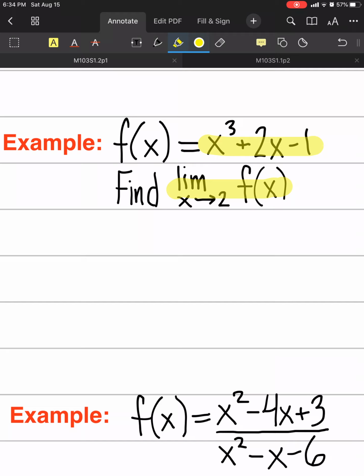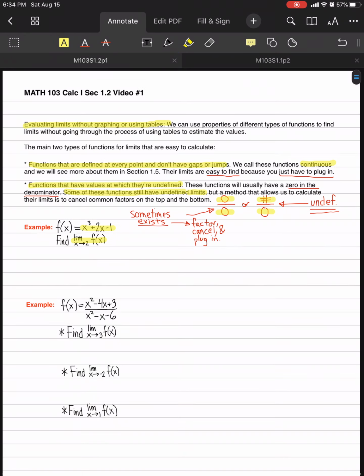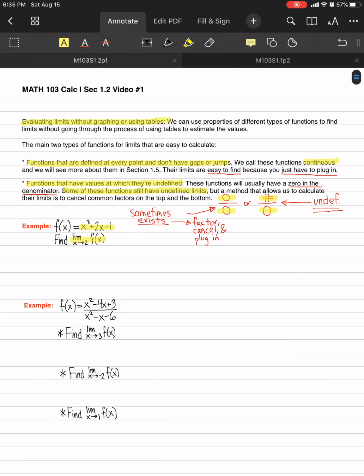Okay, so I assume everybody is back now. Let's take a look at this. Now you'll notice, if we look back at the descriptions of what we had before, functions that are defined at every point and don't have gaps or jumps, if you have this x cubed function, that's going to be one of these curve shapes that we see in a lot of graphs. This is cubic, generally starts low, goes up, and then goes up high, sometimes with a little bend in the middle.